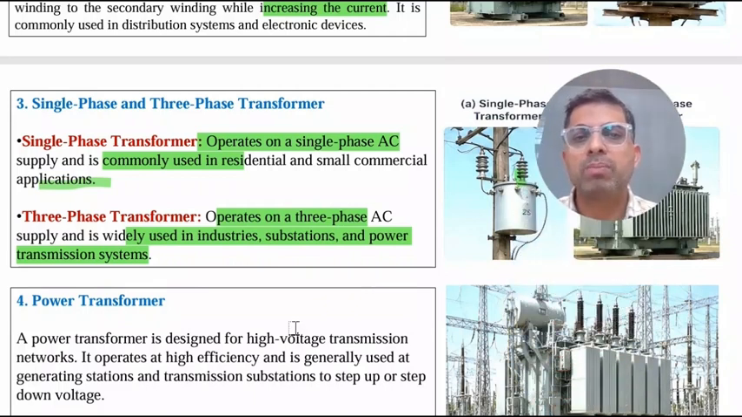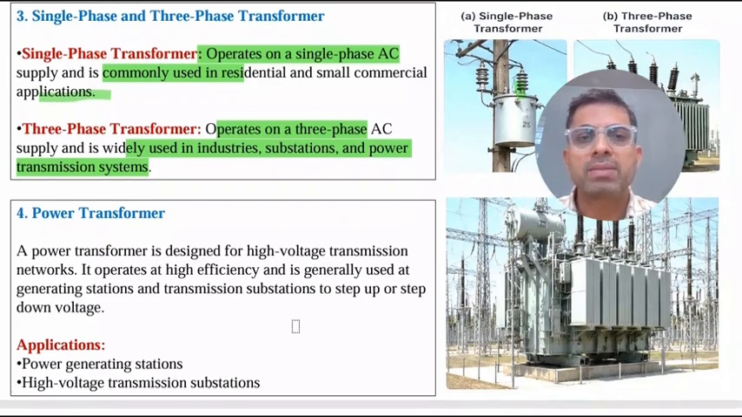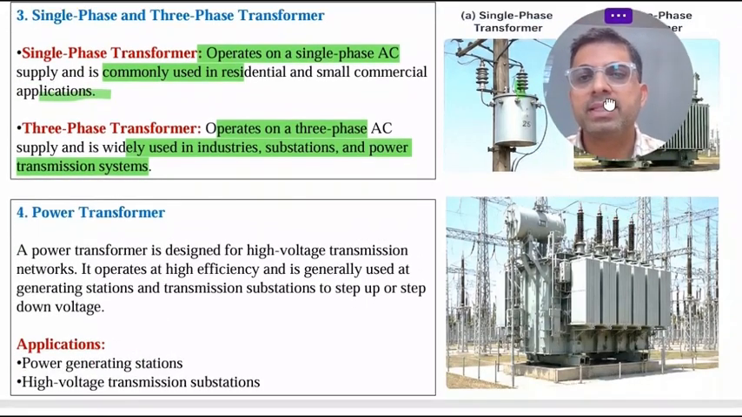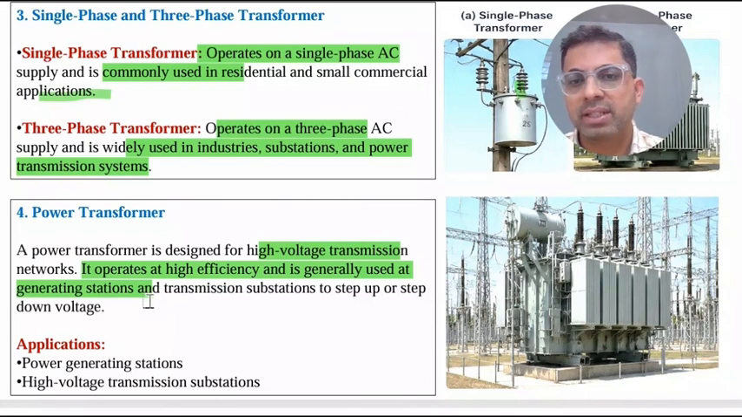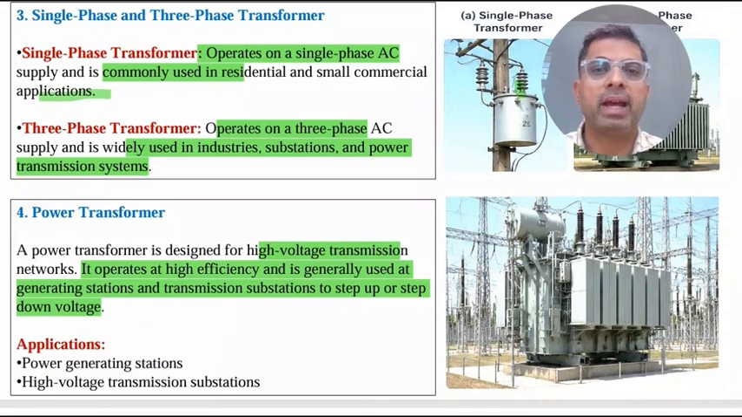Now the next is the power transformer. So what is a power transformer? A power transformer is designed for high voltage transmission networks, right? It operates at high efficiency and is generally used in generating stations and transmission substations to step up and step down voltages. And you might have seen it again in a station or side by side on the road side, को भी आपने देखा होगा. So this is the power transformer. Its applications are power generating stations and high voltage transmission substations.